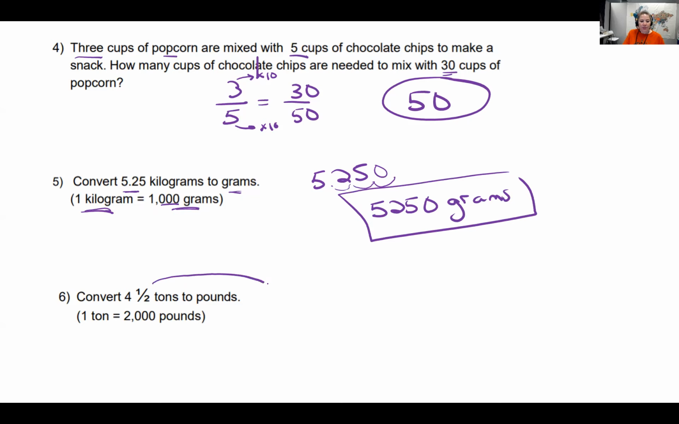Number 6, convert 4.5 tons to pounds. So the first thing I want to do is think, all right, well, 1/2 is 0.5. So 4.5 tons, I'm going to multiply that by 2,000. So I can just use my calculator. And the answer is 9,000 pounds.